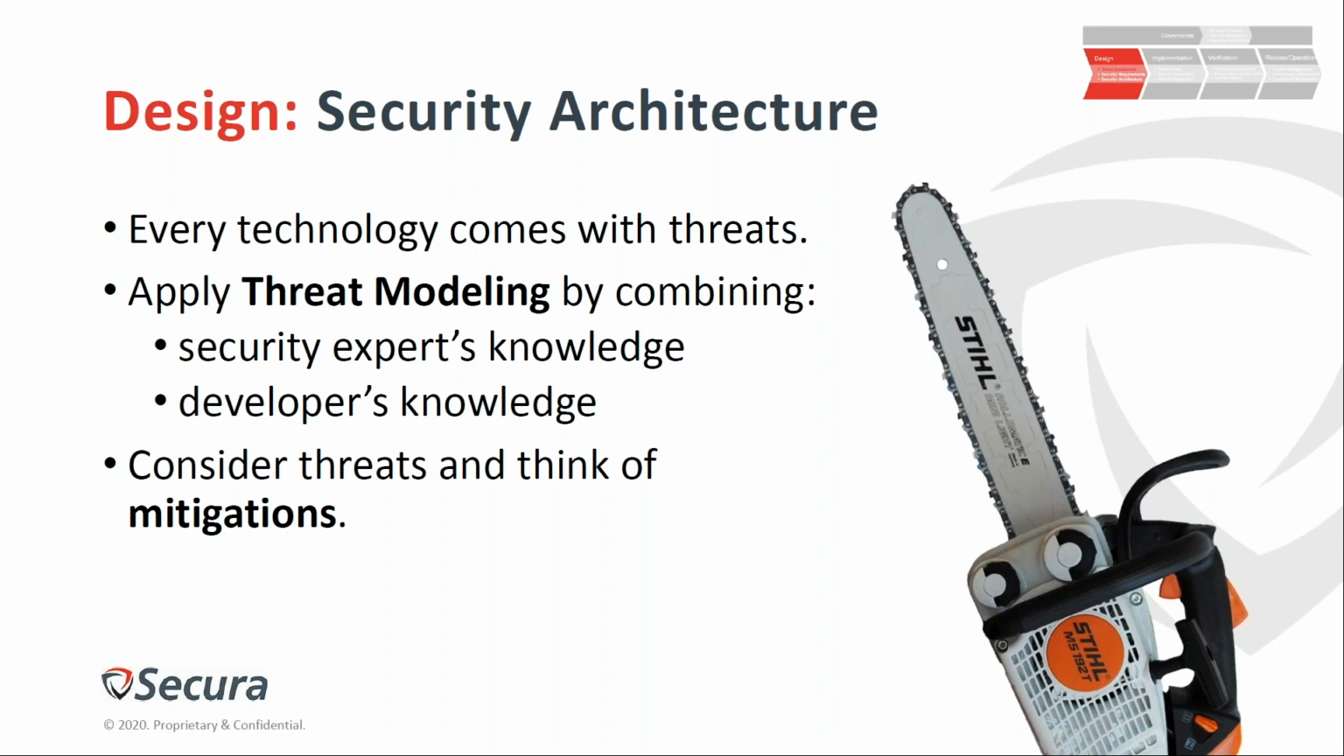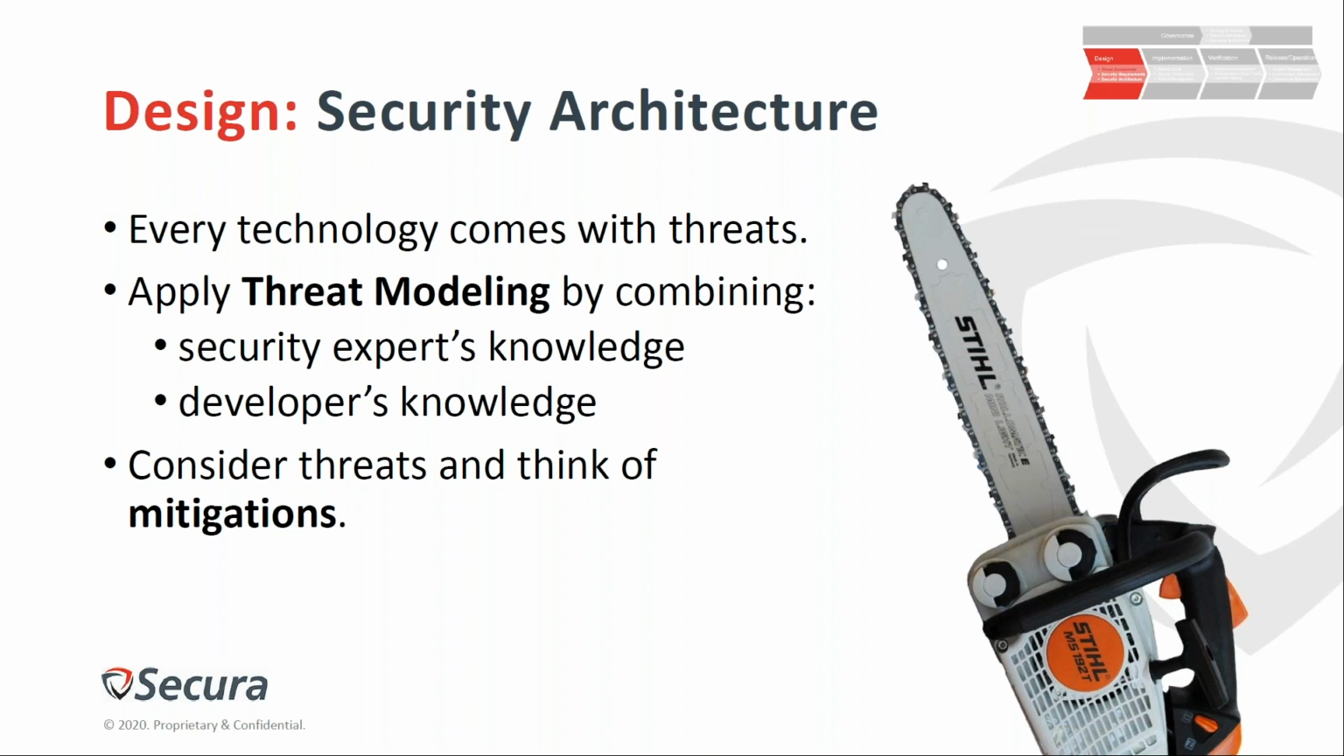With a process called threat modeling, we can find such threats. And in threat modeling, we combine the knowledge of a security expert with the developer's knowledge of the system. And after we've found many threats for a system, we can think of mitigations. And mitigations are ways to lower the risk of these threats.